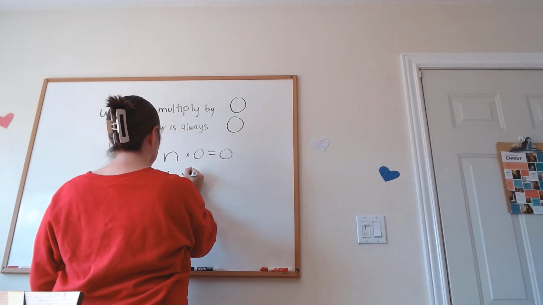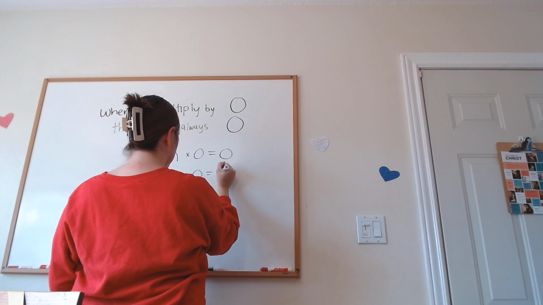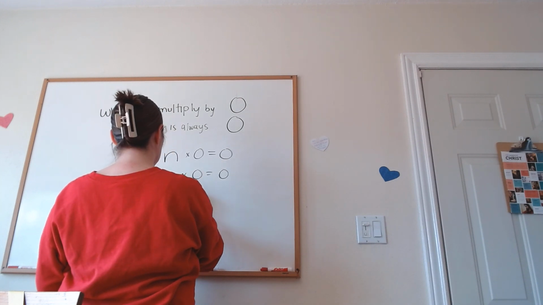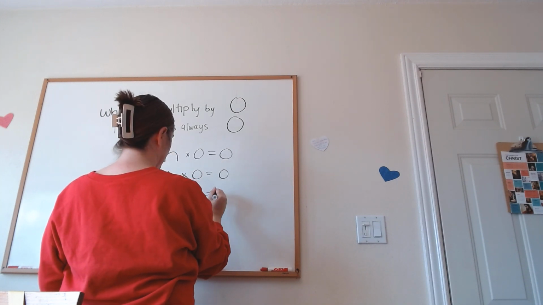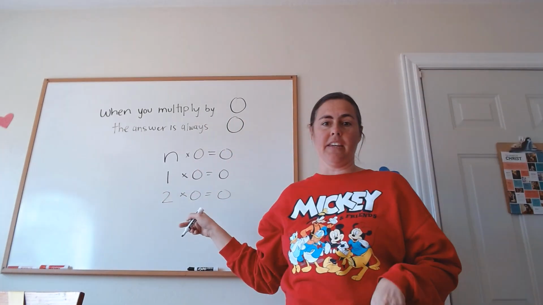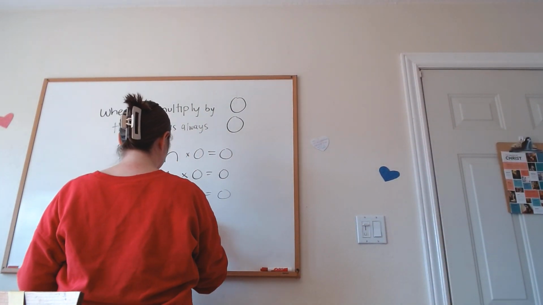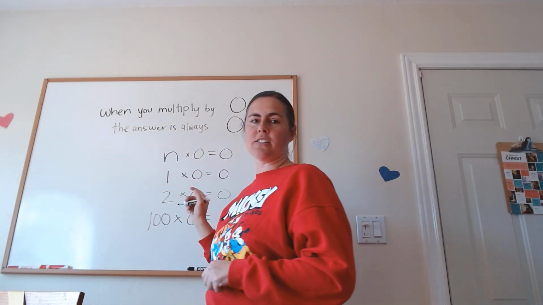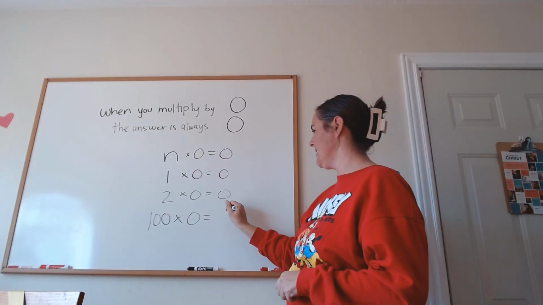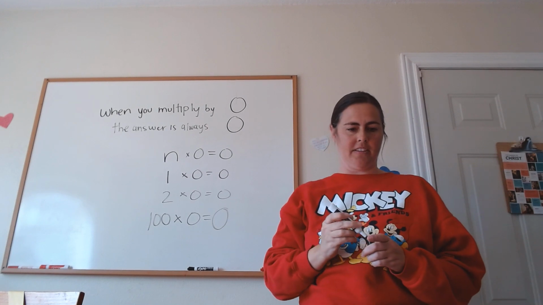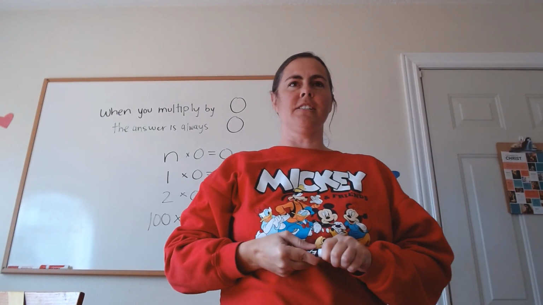So 1 times 0 equals 0. 2 times 0 equals 0. It could be 100 times 0, and the answer will still always be 0. So that's the first step to remember.